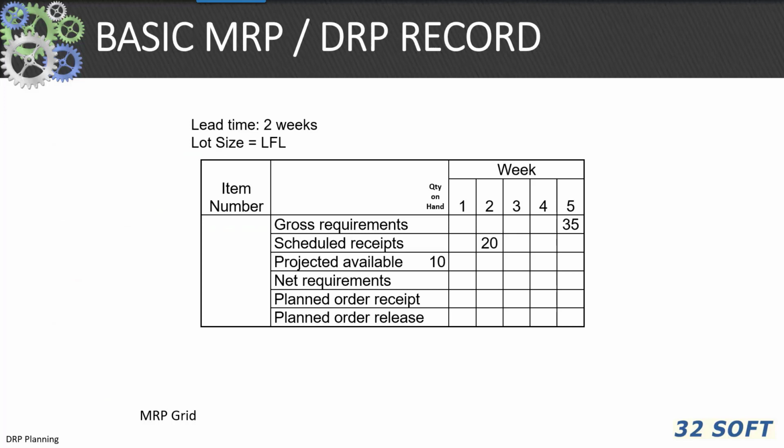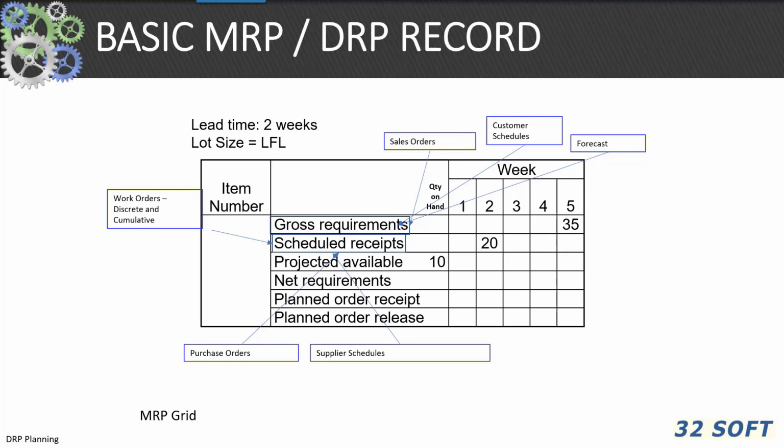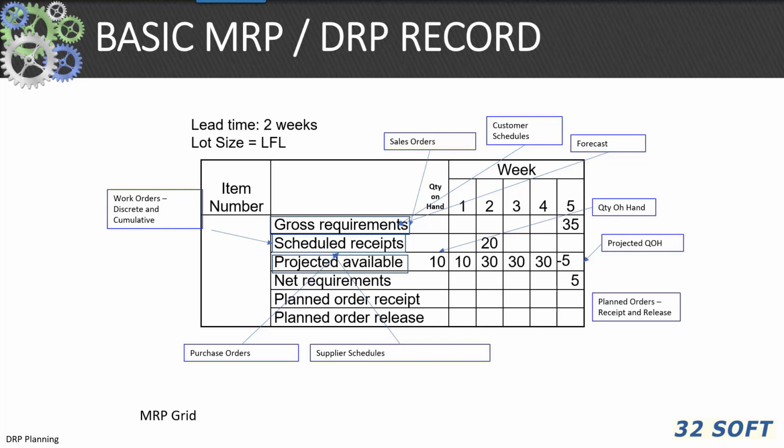Just a quick review of MRP explosion logic, because this is what MRP does and what DRP does. Here's the basic MRP. We've got a sales order and a forecast. We've got work orders, discrete, purchase orders, supplier schedules, and then we calculate the projected available. That then nets out against the scheduled receipts and our gross requirements until we come to a negative projected quantity on hand. That means we've got a net requirement. We plan an order for that, offset it by lead time, and it comes back into stock in a new net available.